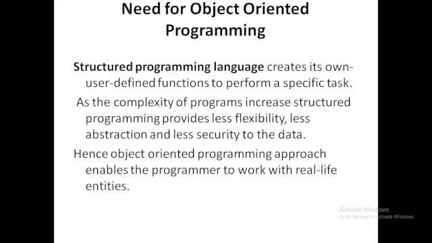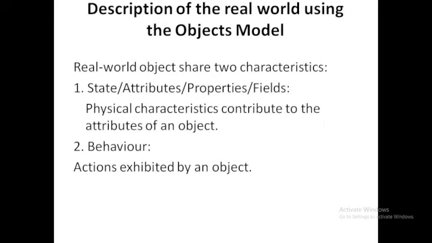So why do we go for object-oriented programming? Object-oriented programming is basically the predecessor of structure-oriented programming. As we know, structure-oriented programming uses defined functions to perform a specific task. As the program complexity increases, it is very difficult to provide abstraction, security, and flexibility to the data. So to provide the real-life entities in the programming approach, object-oriented programming came into existence.